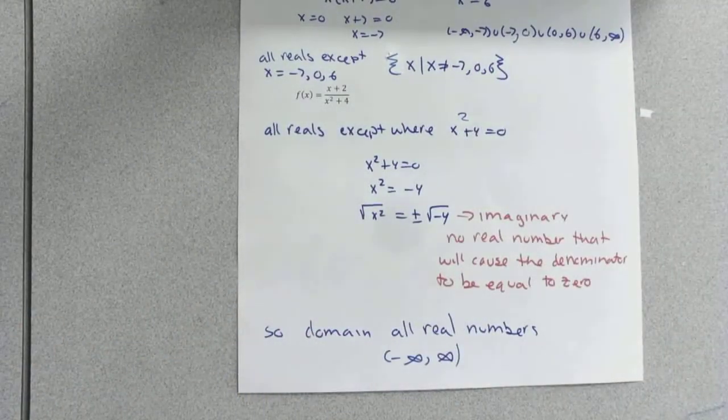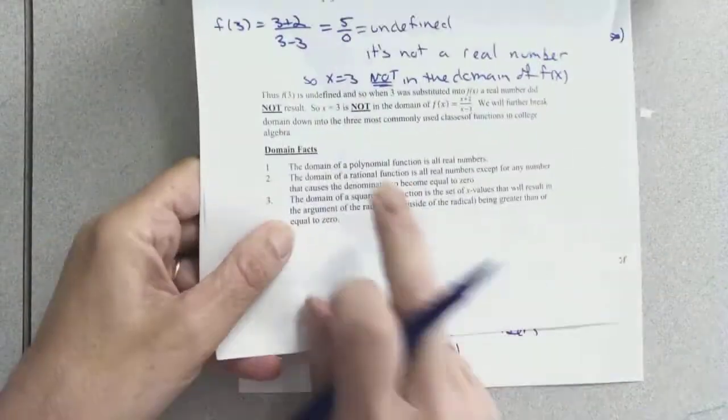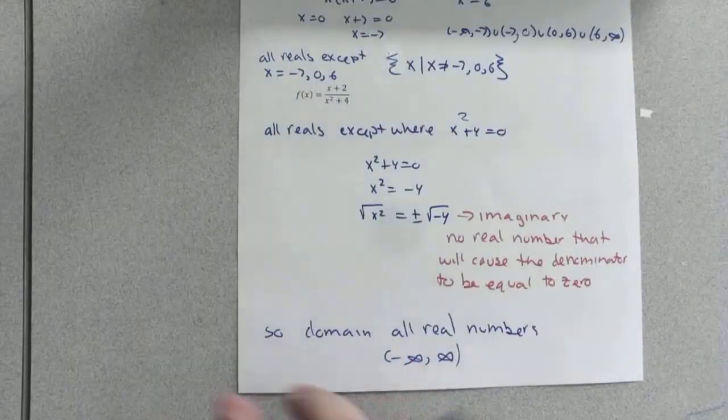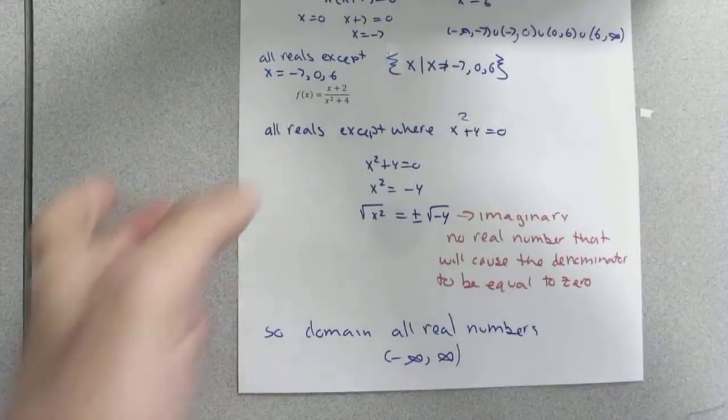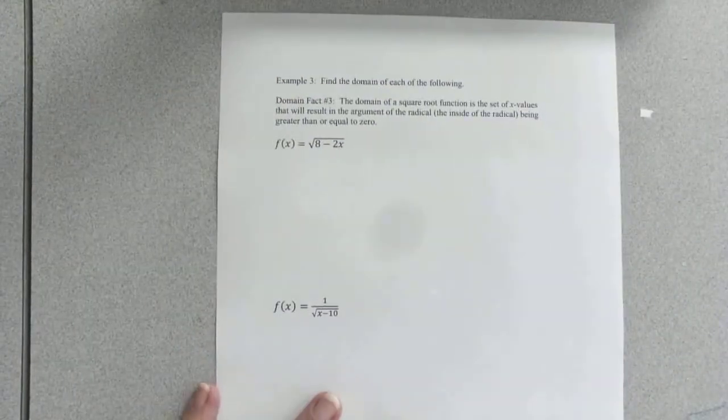Okay, so we started this domain conversation with 3 facts: polynomials, rational numbers, and square roots. So finishing up with the square roots. Find the domain of each of the following. Domain fact number 3. The domain of a square root function is a set of x values that will result in the argument of the radical, the inside of the radical, being greater than or equal to 0, for the reasons that we just discussed.